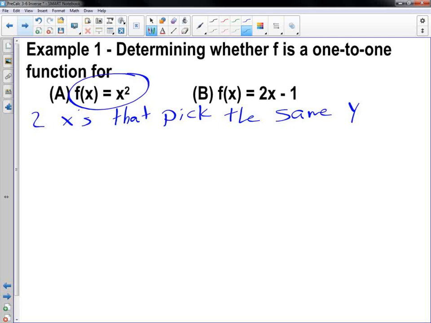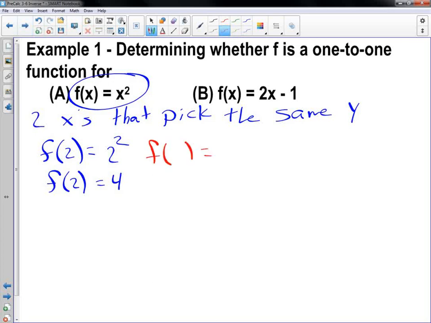Okay, so let's use 2. So we'll say f of 2 is equal to 2 squared. So 2 squared is 4, so f of 2 is equal to 4. Now what we want to do is pick a second number that has that same answer, right? We want blank squared to be 4, but we want it to be an x value that's different than 2. Negative 2, right? So I go negative 2, negative 2 squared is the same thing as 4. F of negative 2 is still 4.